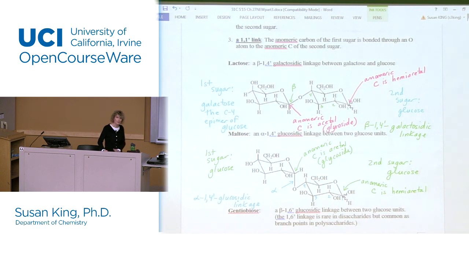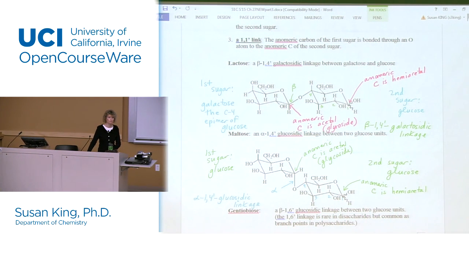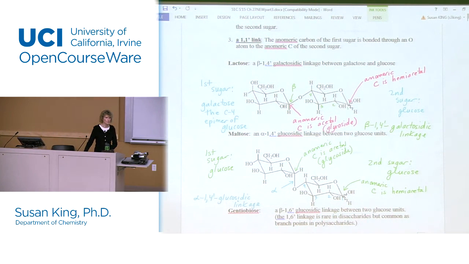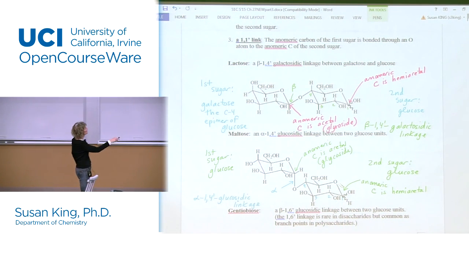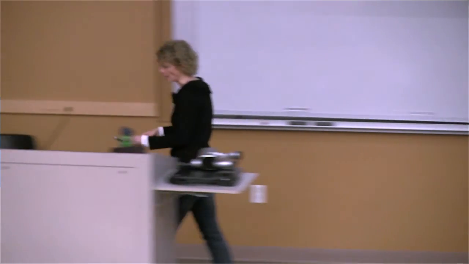Now, are either one of these reducing sugars? They're both reducing sugars. So we will not oxidize this ring at all, but this ring can open and close, and so can that one. So they're both reducing sugars. Well, we'll talk more about that next time.